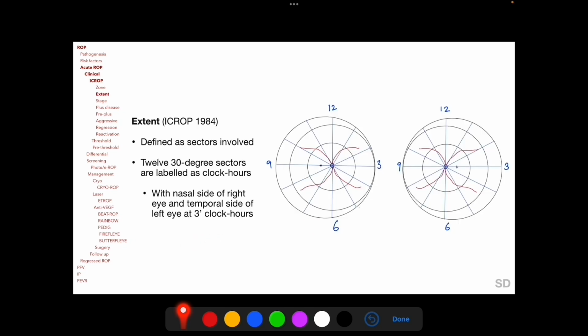The extent of the disease was described in the initial edition of ICROP, and for this description, the fundus is divided into 12 30-degree sectors labeled as clock hours, as shown here in this diagram. And the description of the disease in an individual eye includes the number of sectors involved in the disease process. Following the publication of the CRYO-ROP study, the extent of the disease was considered in deciding therapy of ROP, but the current indications for treatment of ROP do not consider the clock hour extent of the disease.